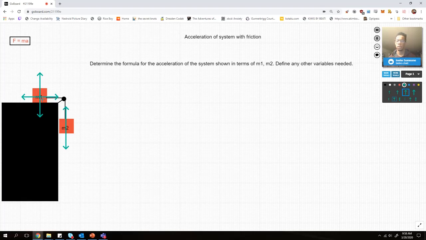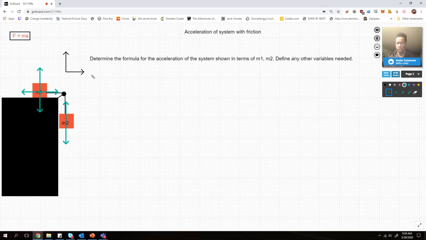But okay, so now here's the tricky part of this problem: I should define a coordinate system. I'm going to do two separate ones, a different one for each mass, for reasons maybe you'll see. For this one, I'm going to draw my coordinate system like this, where this part is my i hat, and this part is my j hat. So going up and down is my j direction, going left to right is my i direction.